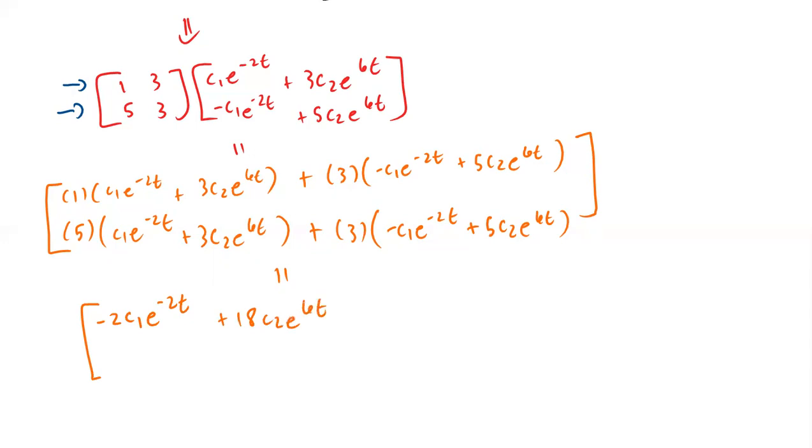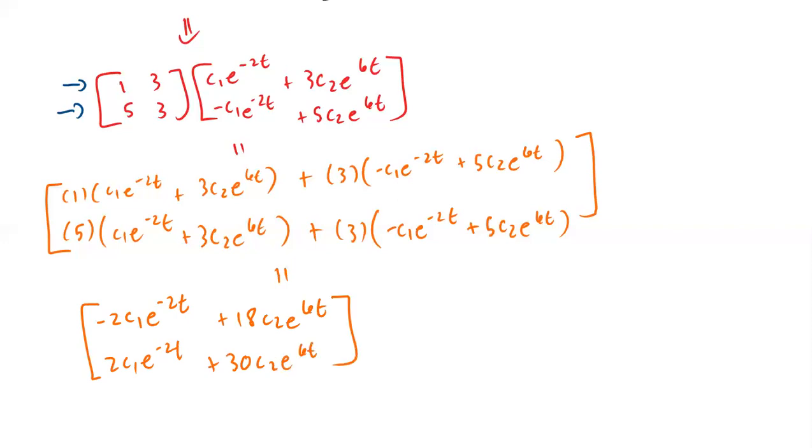Now let's simplify the second row. I have 5c1 e to the negative 2t minus 3c1 e to the negative 2t. So 5 minus 3 is 2 of them. And then simplify the other one. We have the other exponent. So I have 5 times 3c2, so that's 15c2 e to the 6t plus 15c2 e to the 6t. So I have 30 of them.